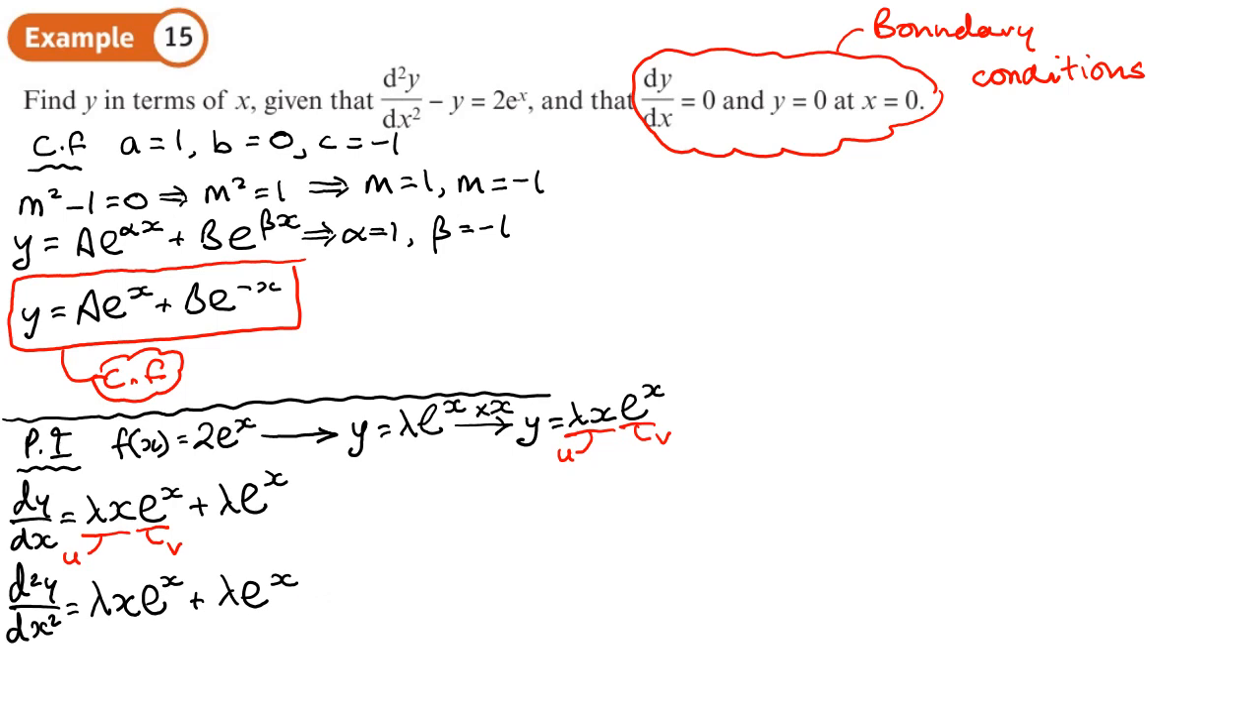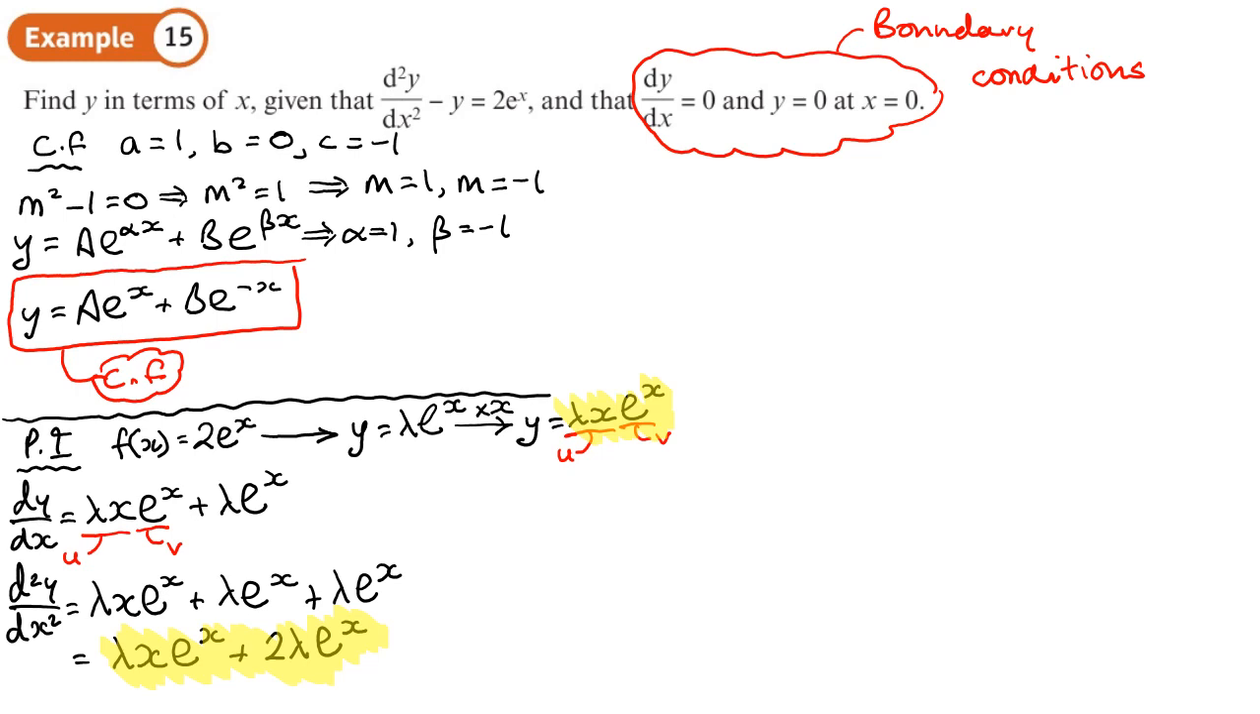That's lambda e to the x. That can be simplified. I'll have lambda x e to the x plus 2 lambda e to the x. So I'm now ready to work out the value of lambda in my particular integral. So I know that I need the second derivative here minus y. So I'll minus this, and that equals 2e to the x.